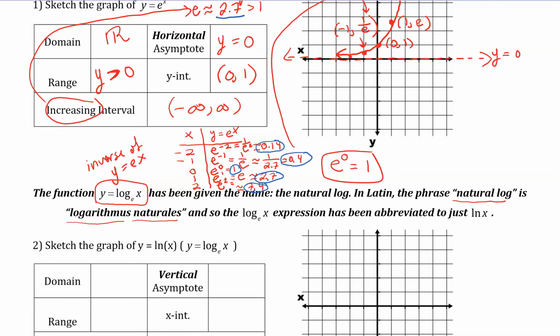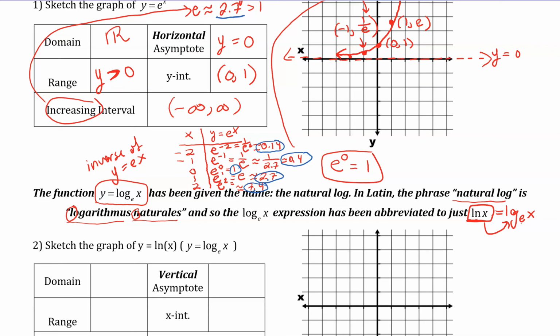Oh, the natural log, blah, blah, blah. Well, they took the L and the N from the Latin version of that and abbreviated it to just ln of x. Logarithmus naturalis of x, the natural log of x, i.e. the log base e of x. So whenever you see ln of x, you can always rewrite it as log, L-O-G, base e. And that might help you remember that it's just like any other log.